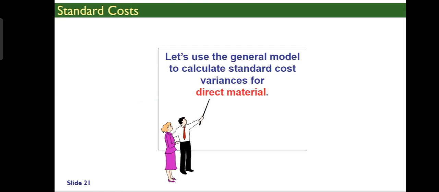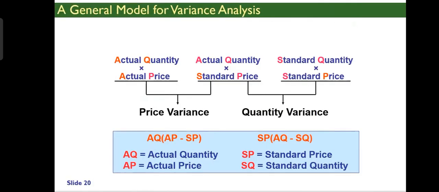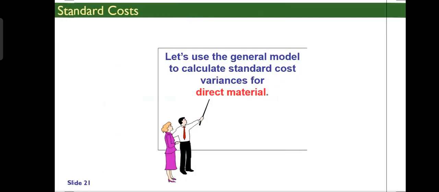So let's use the general model to calculate the standard cost variances for direct material. You should remember that doing it with the formula will never make your life easy. It will give you a lot of trouble. What you keep in mind is that variance is like how much it should have been and how much it was. Let me first explain to you a very simple example of how this variance thing occurs.